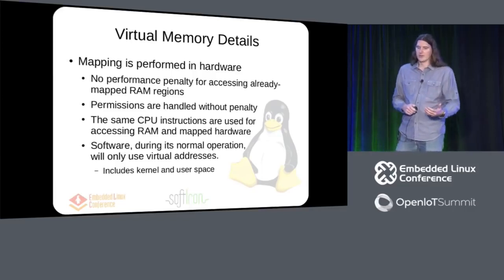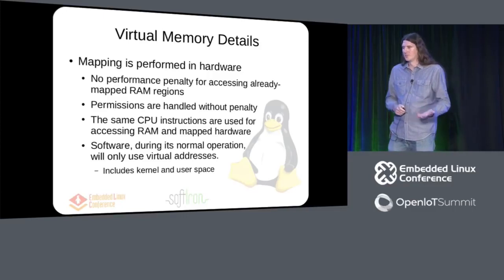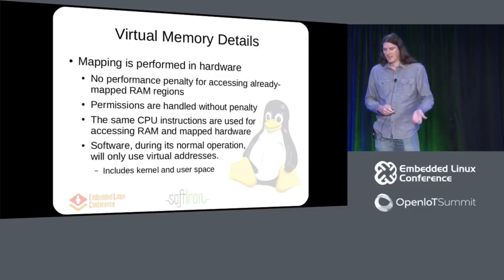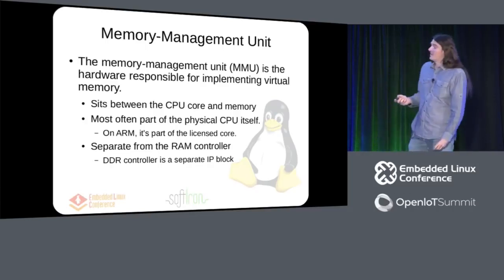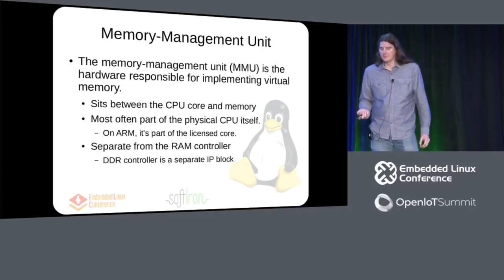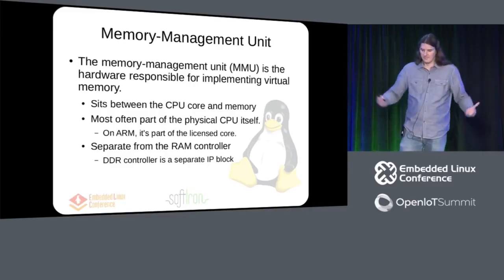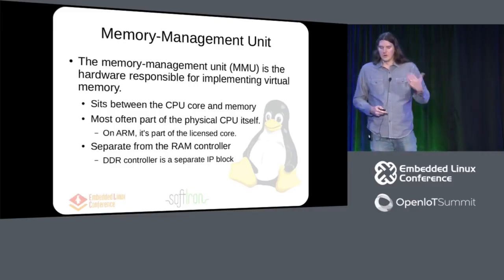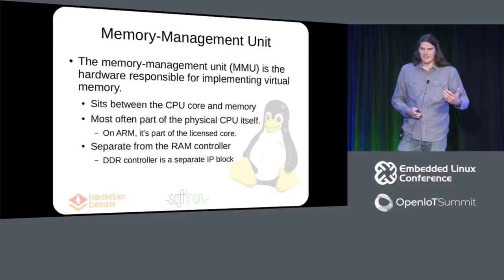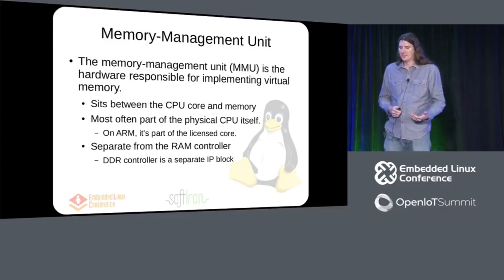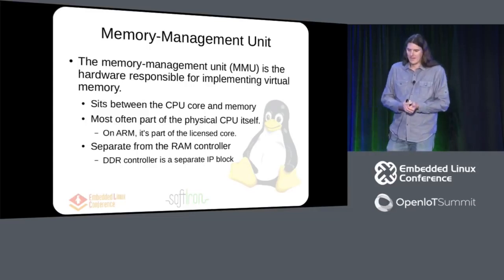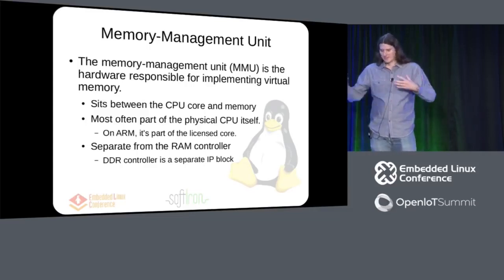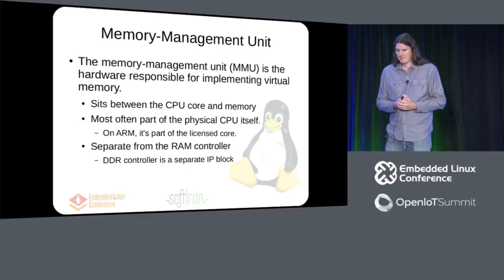And of course, software during its normal operation will only use virtual addresses. And in Linux, this includes kernel and user space. This is all implemented by the memory management unit. The memory management unit is the hardware that's responsible for implementing this whole system. It sits between the CPU core and the memory, and most often it's part of the physical CPU itself. On ARM, further, it's part of the licensed core. But in different systems and different architectures, it may be a little bit different.